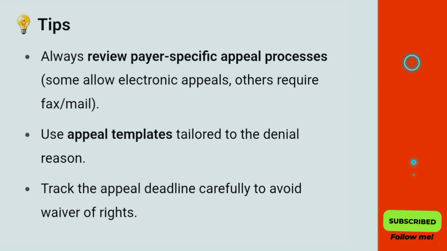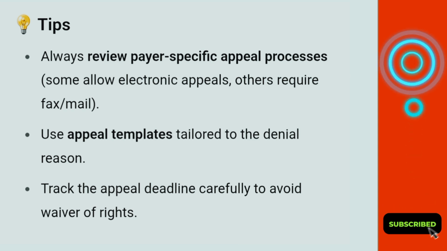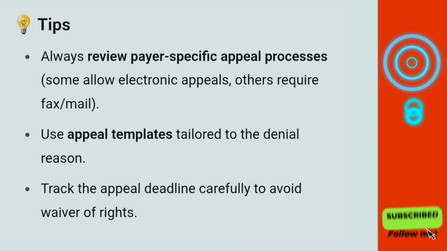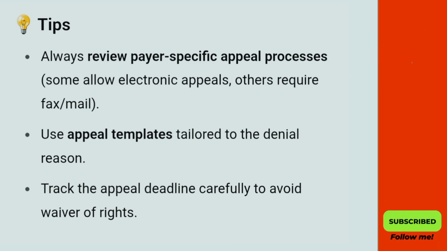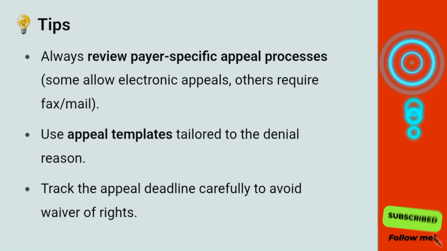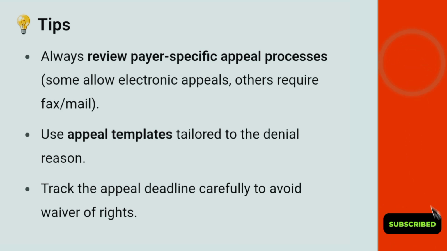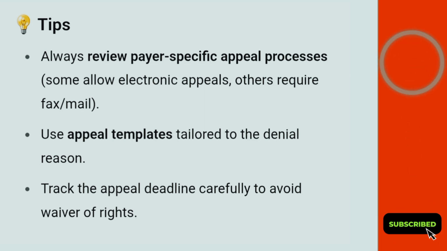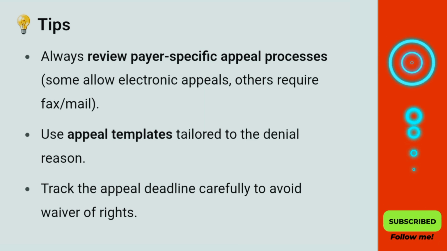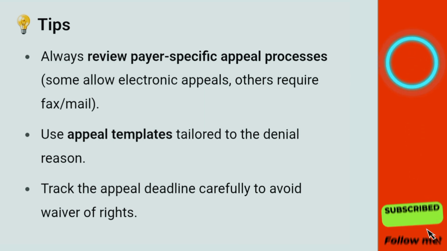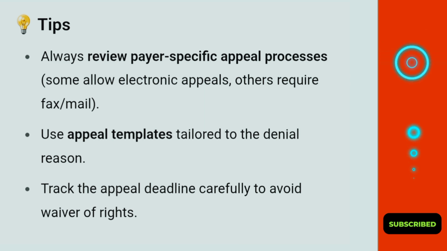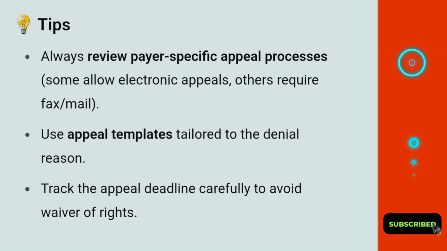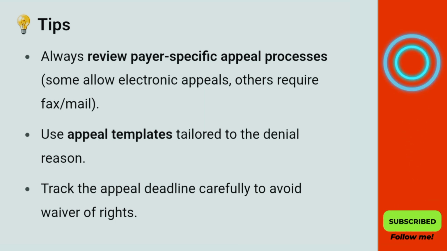Tip: always review payer-specific appeal processes. Some allow electronic appeals, others require fax or mail. Use an appeal template tailored to the denial reason, and also track the appeal deadlines carefully to avoid waiver of rights. Okay, so in the first step we talk about payer-specific guidelines for sending an appeal. Some payers allow electronic appeals as well, and some payers do not allow electronic appeal format. They allow mail and fax as well, and there are specific guidelines and specific templates for tailoring the appeals to that specific insurance company.